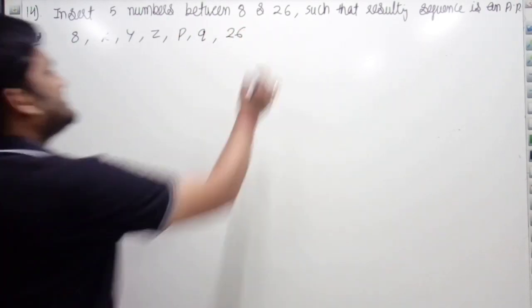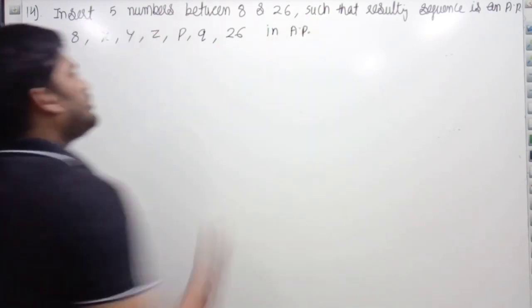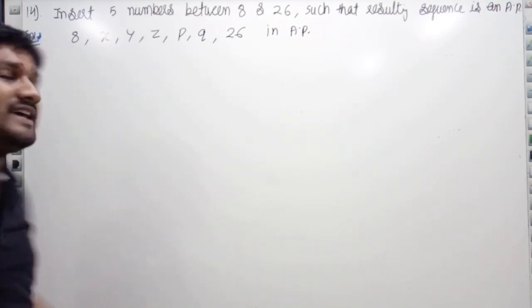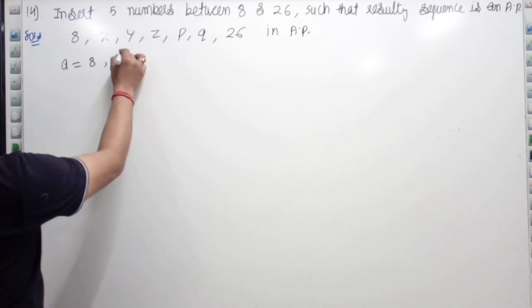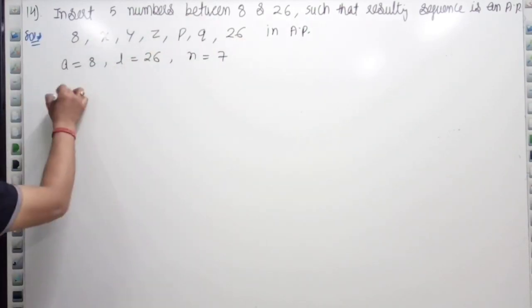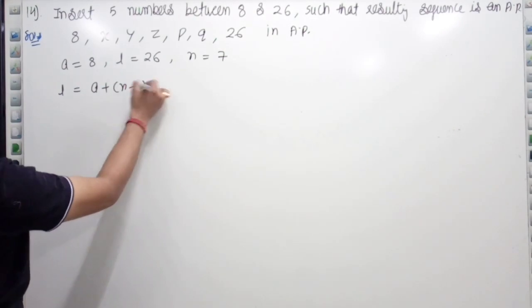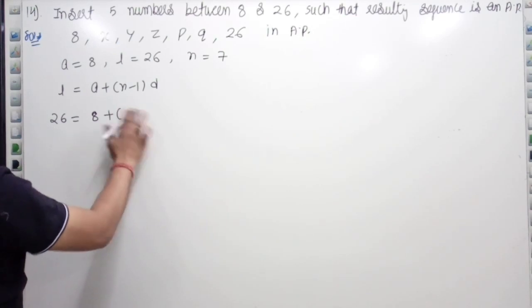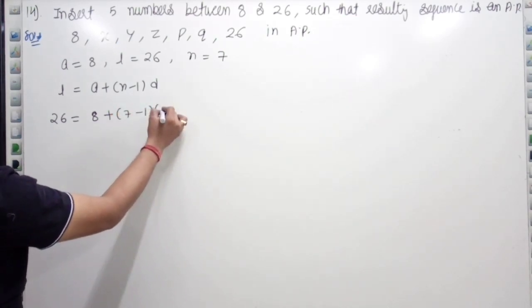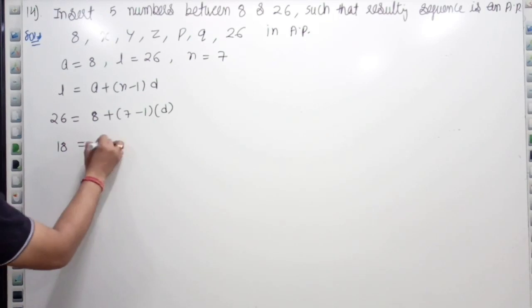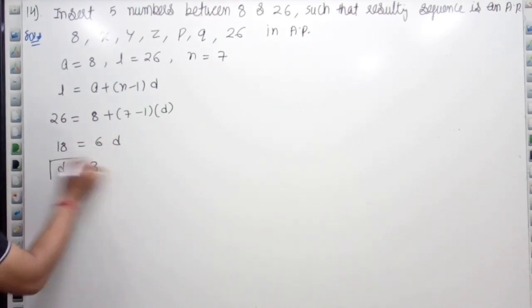Now the resultant series is in AP. This is in AP, right? Now what do you know about this AP? You know the first term, you know the last term, or you can say, sir, first term is 8, last term is 26, and number of terms is 5 plus 2, 7. So a_n equal to a plus n minus 1 into d. 26 equal to 8 plus n minus 1, n is what? 7 minus 1 into d. So 26 में से 8 गया, 18 equal to 6d, d equal to 3.